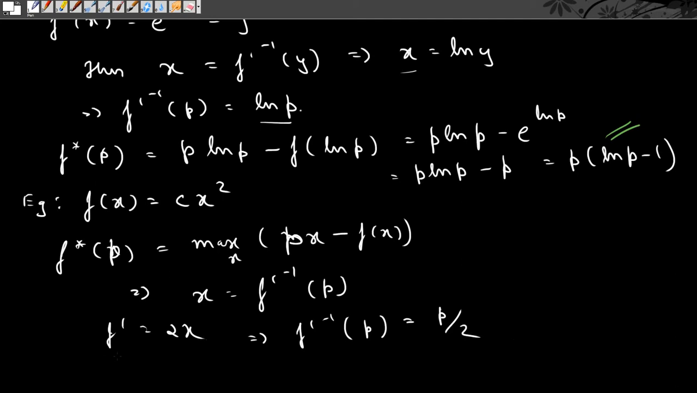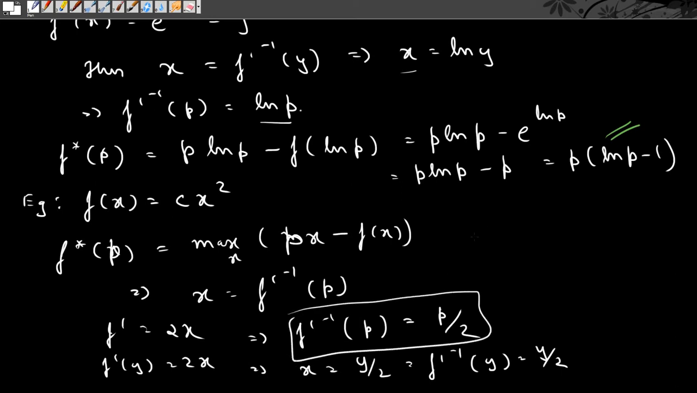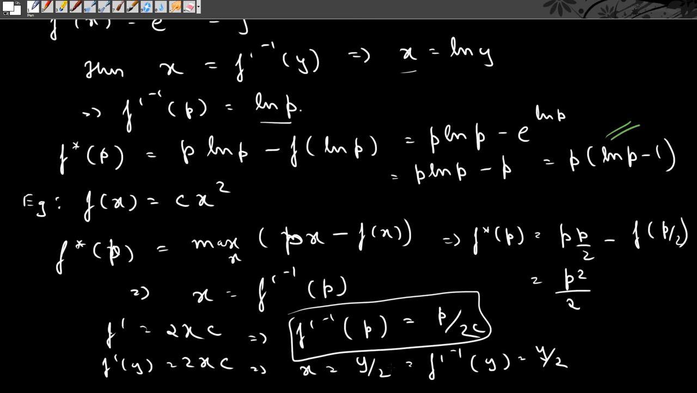Why? Because if f dash of y equals 2x, this implies x is equal to y by 2, which means f dash inverse of y is equal to y by 2. And therefore f dash inverse of p is equal to p by 2, which implies f star of p is equal to p into p by 2 minus f of p by 2. This gives p square by 2c. This should be divided by 2c, because the f dash of x is 2cx, so there is a c missing everywhere. So this will be p square divided by 2c minus f of p by 2.